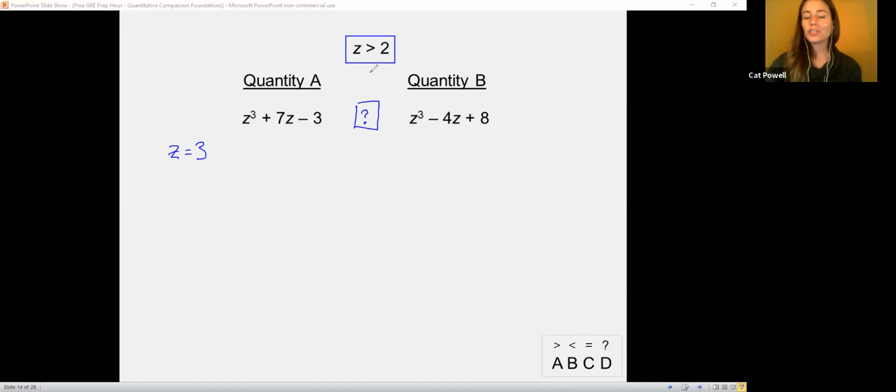There is a relationship between these, right? Like one could be greater, there could be an inequality, they could be equal. So they do exist in a relationship. I just don't know what that is. And that question mark is there to remind me that I don't know what that relationship is.